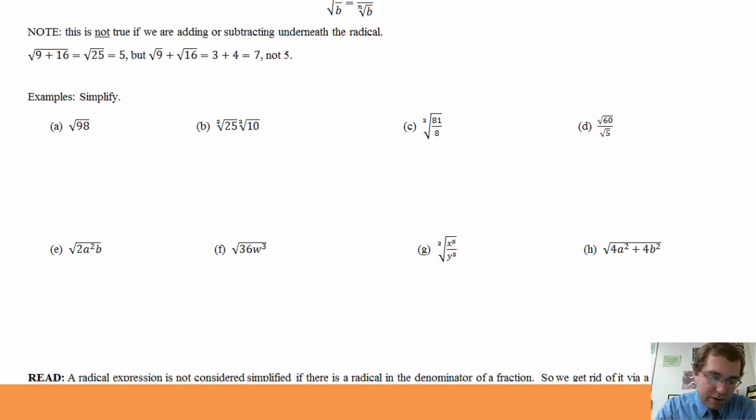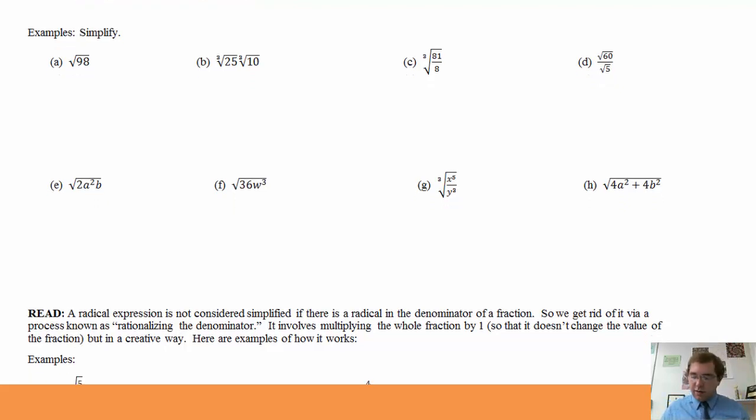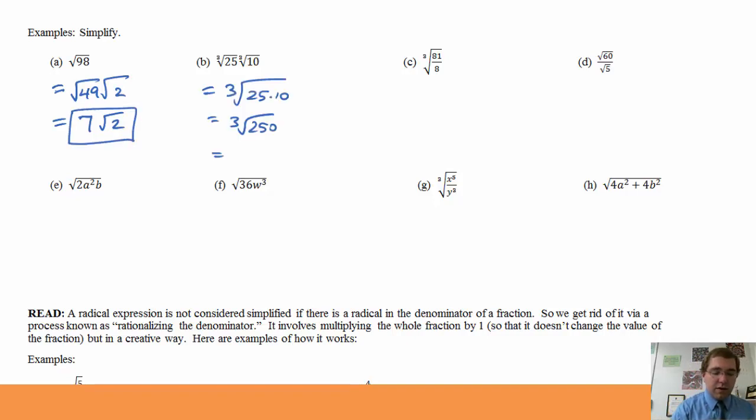So here are some examples. Simplify the square root of 98. Well, the square root of 98, I know that 98 is 49 times 2. And I'm going to split it up like that. Why like that? Because I happen to know the square root of 49. What is the square root of 49? Well, it's 7. So I can replace the square root of 49 with 7. So the square root of 98 is the same as 7 square root of 2, or 7 radical 2.